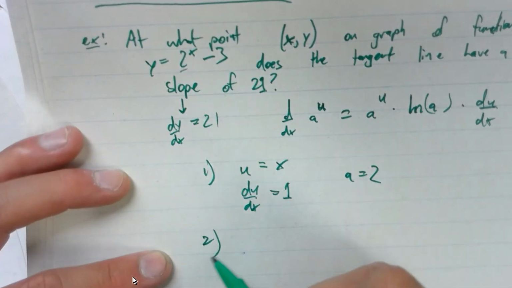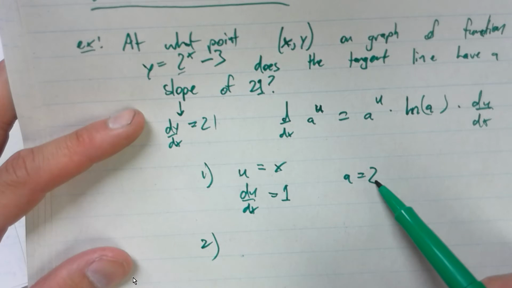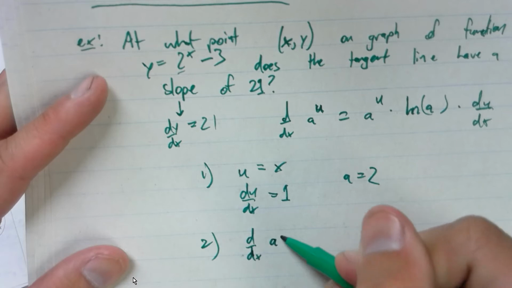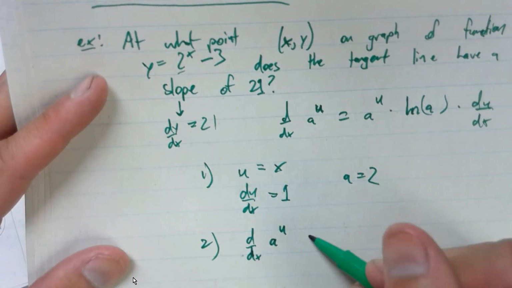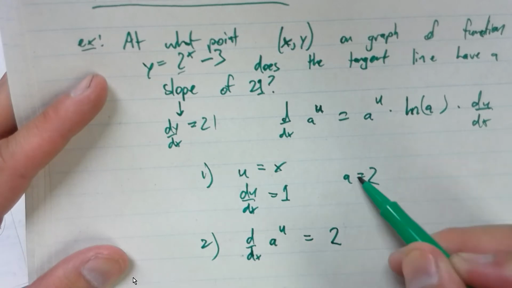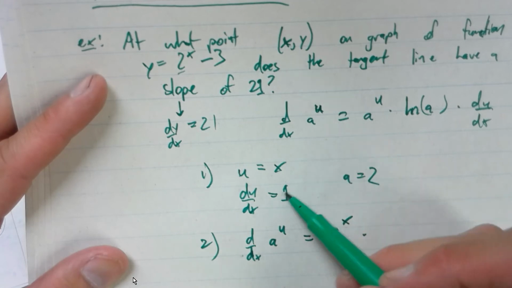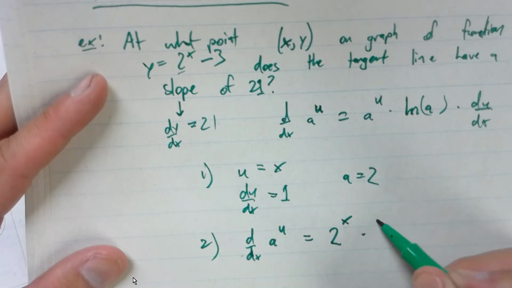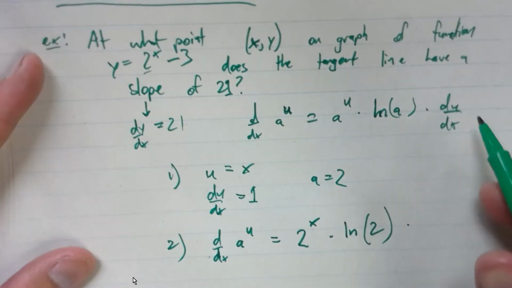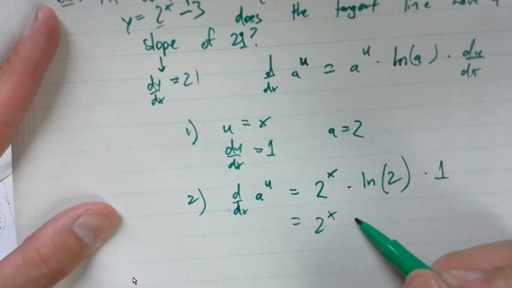So we found that the derivative of a to the u is equal to all this. Let's plug these three things into this equation. The derivative of a to the power of u with respect to x is going to be equal to a to the power of u, so that's 2 to the power of u, which is x, times ln of a, which is ln of 2, times du over dx, which is just 1. So you have 2 to the power of x times ln of 2.